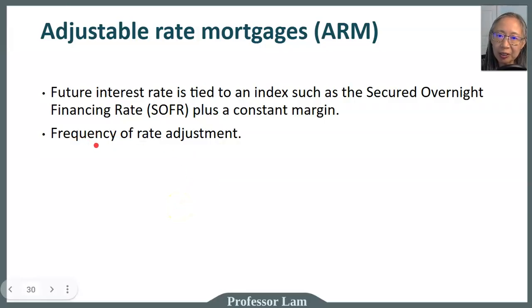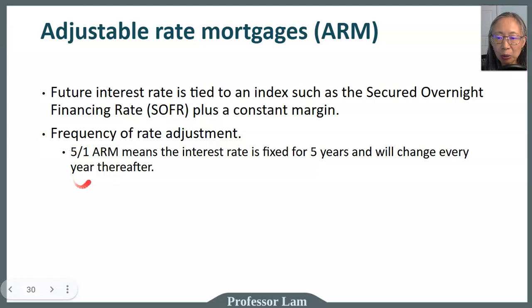A very important characteristic of an ARM is how often the interest rate can adjust. So here is how adjustable rate mortgages are oftentimes quoted. A 5-1 ARM means that the interest rate is fixed for 5 years and will change every year after the initial 5 years. Another example, let's say you have a 2-6 month ARM. What that means is the interest rate will be fixed for the first 2 years, and then it can change every 6 months thereafter. So these two numbers represent the duration fixed and how often it can change.